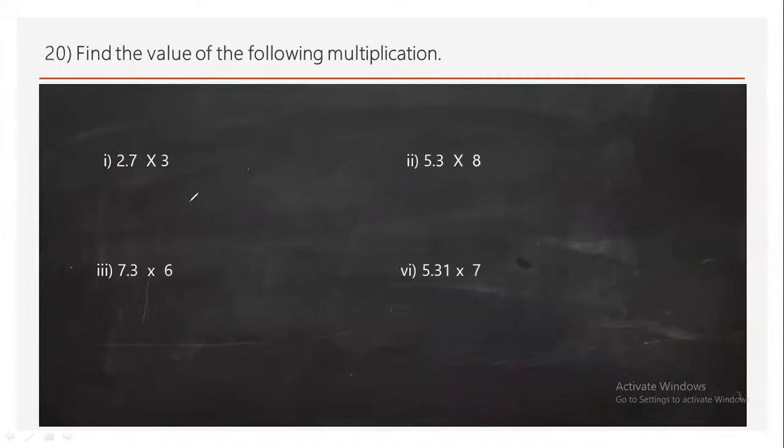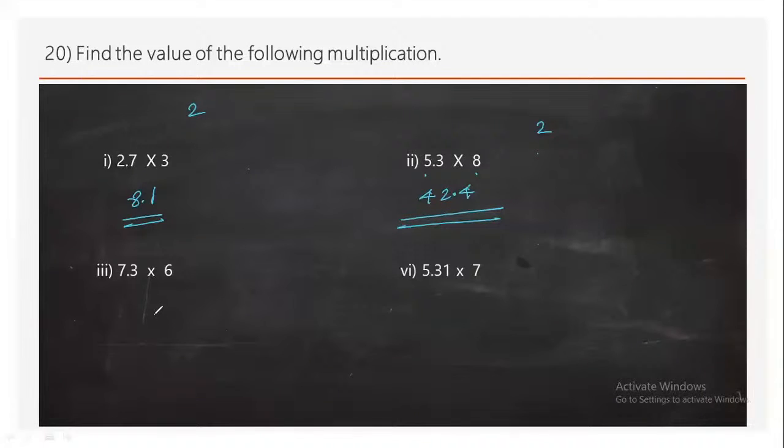Find the value of the following multiplication. 3 times 7, 21, 2 remain. 3 times 2, 6, 6 and 2, 8. How many decimals? 1, so 8.1. 8 times 3, 24, 2 remain. 8 times 5, 40 and 2, 42. How many decimals here? 1 decimal.